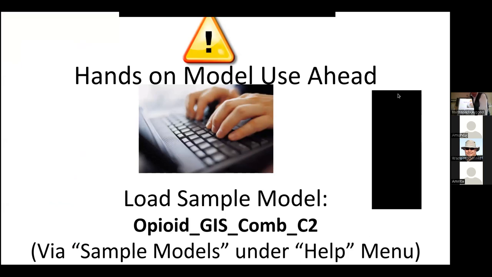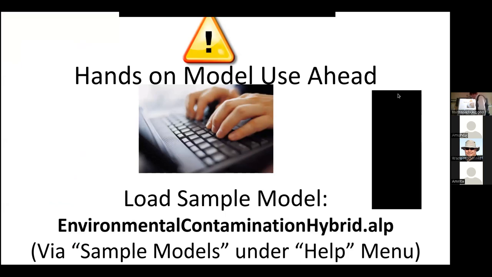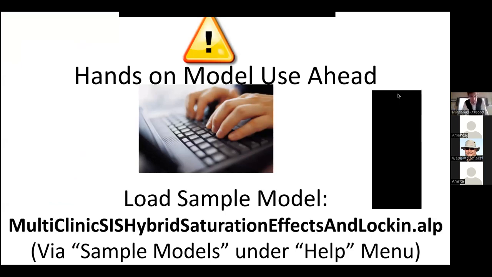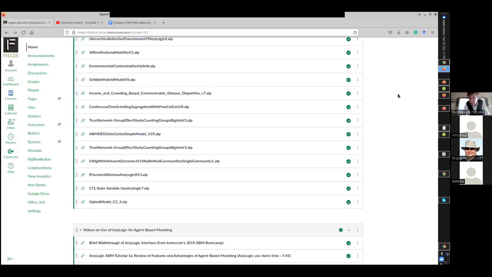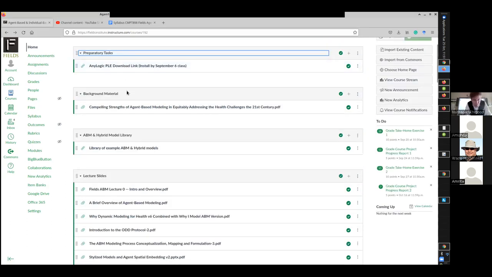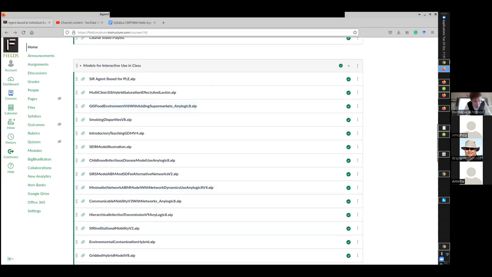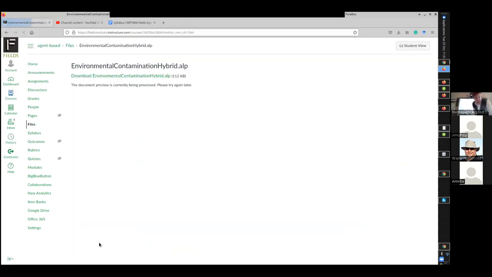So, we saw this with the opioids model. I haven't looked at environmental contamination. Let me see, we actually have time to look at that. Let's load environmental contamination hybrid. That's this one here. It's about, I don't know, a third of the way up, maybe. Environmental contamination, maybe 40% of the way up from the bottom there.